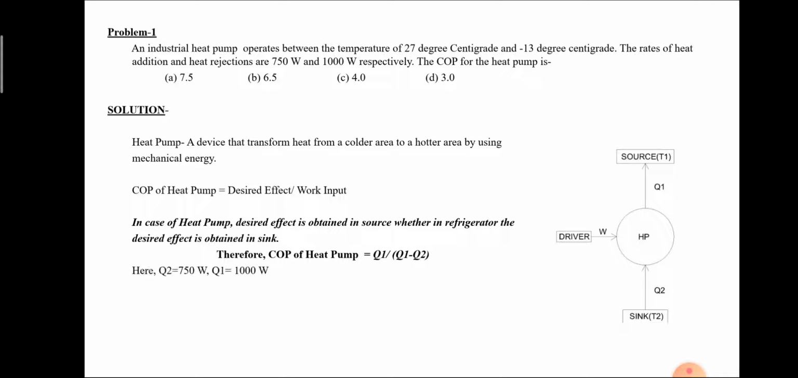Now in the question we have Q2 equal to 750 watt and Q1 equal to 1000 watt. You can put in these values and calculate the COP using this formula, and you will get 4.0. So the answer will be C, 4.0. Now we move to the next question.